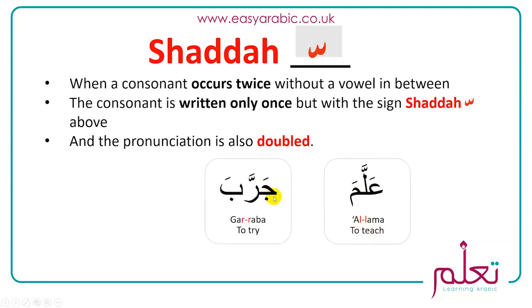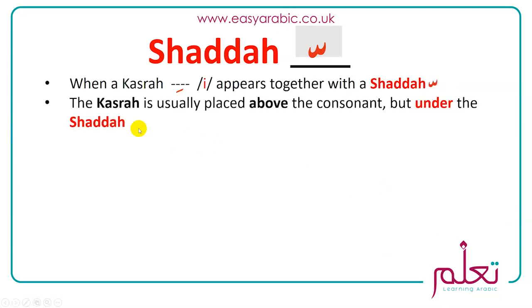Next one, here we've got the jim with the fatha and the ra with the fatha and the shadda. So that would be jarrab, which is to try. Next one is ain with the dal, so it'll be addab. So allam, jarrab, addab.